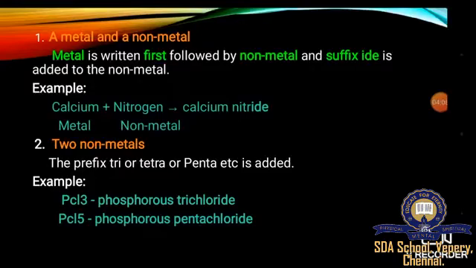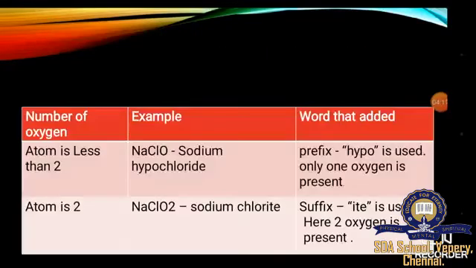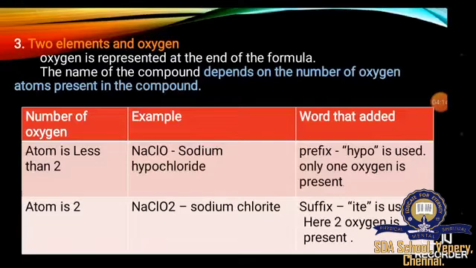Let's move on to the next category. It is two elements and oxygen. It means that the compound has two different elements and it has oxygen along with it. So it is named on the basis of the number of oxygen atoms present in the compound. If the oxygen atom is 1, then the prefix hypo is added.